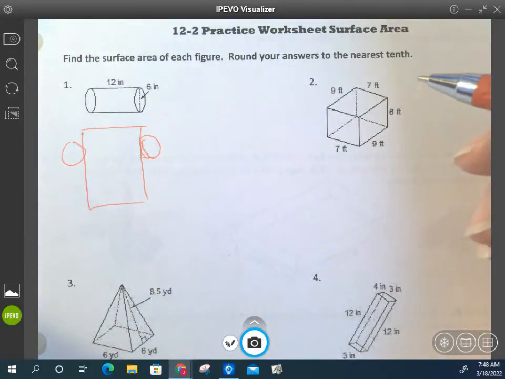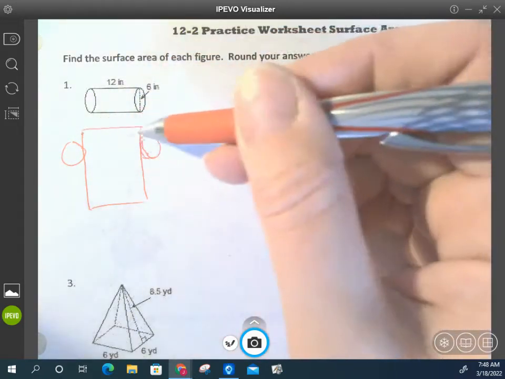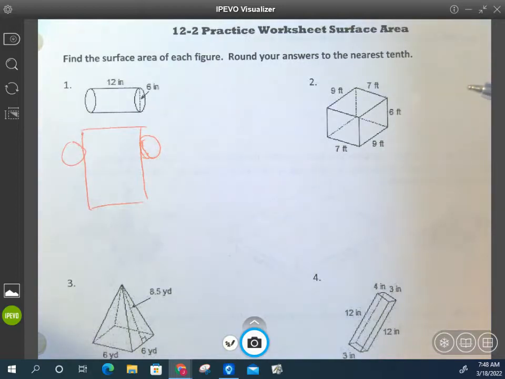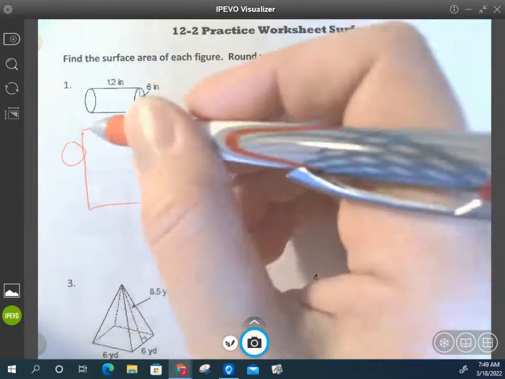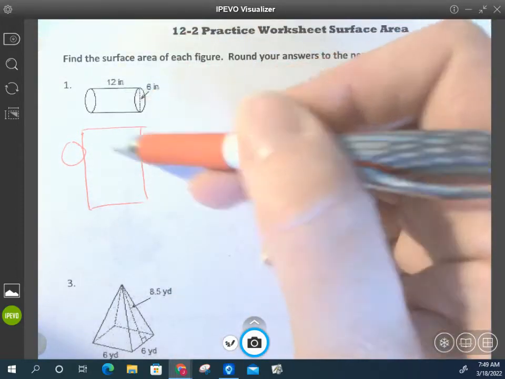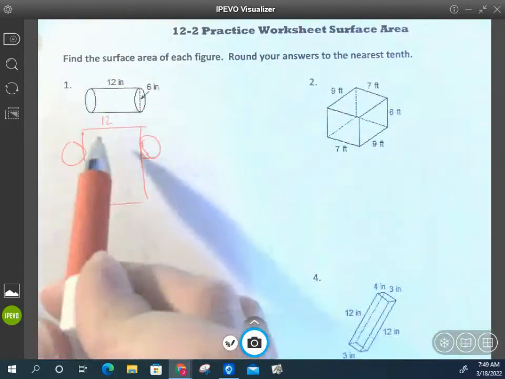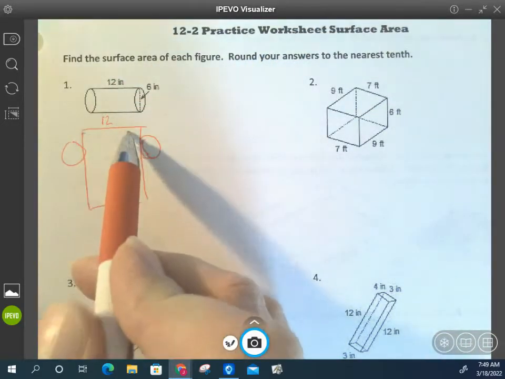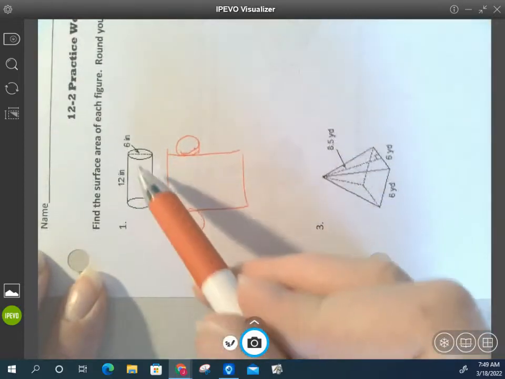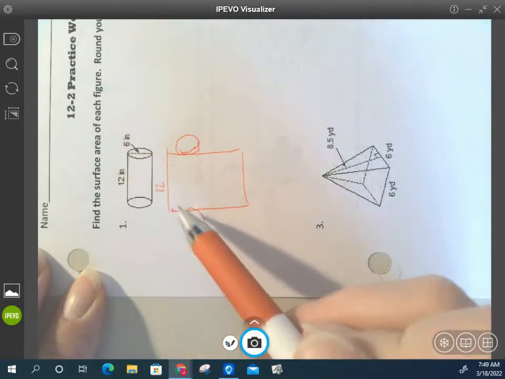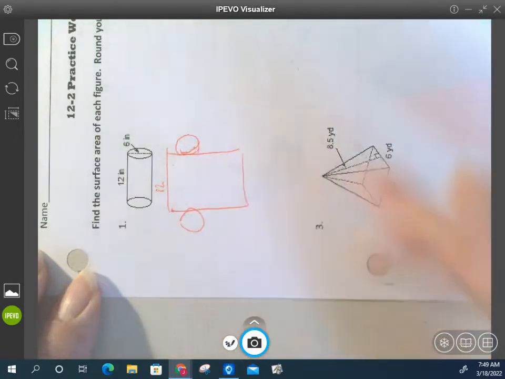Now, where would the 12 go? On the top or the side of this rectangle? If we shaped it like this and we took the can and rolled it, this would be the 12, because from top to bottom, if we flip the can upright, the can's 12 inches tall. So if you took off the bottom and the top, there's your 12.